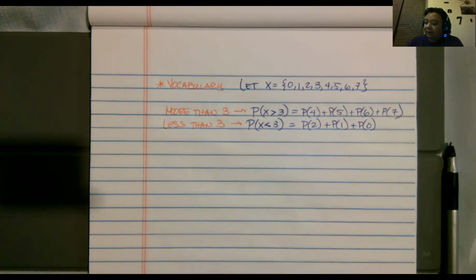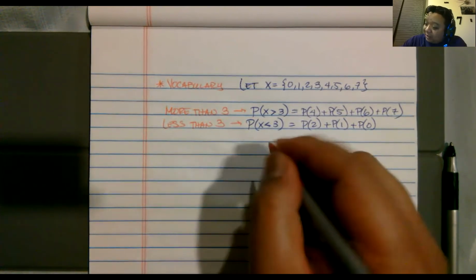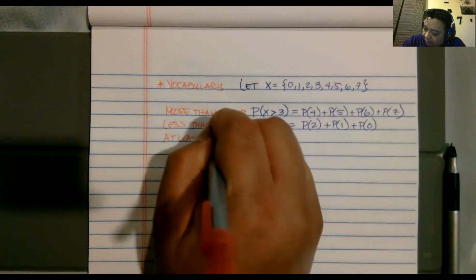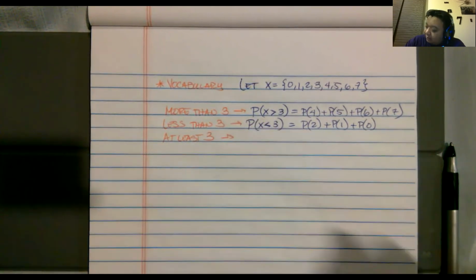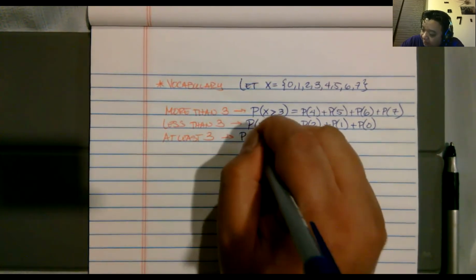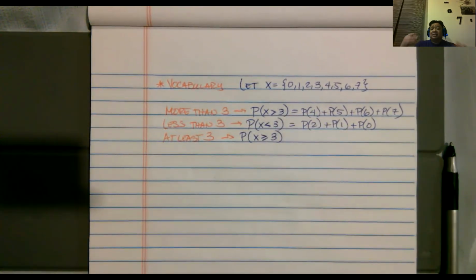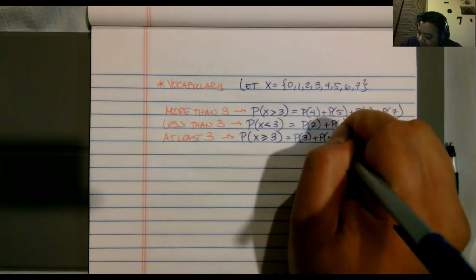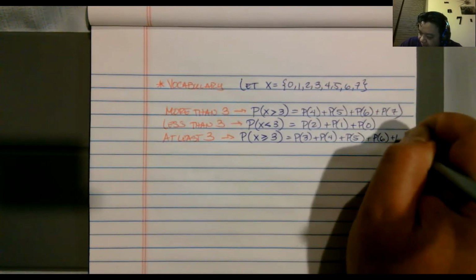Okay. All right, now let's talk about the one that includes 3. The first one says at least 3. So at least 3 means probability that x is greater than or equal to 3. So at least means it's the smallest you have. So 3 is the smallest, and then you go higher. So this would be probability of 3 plus probability of 4 plus probability of 5 plus probability of 6 plus probability of 7.